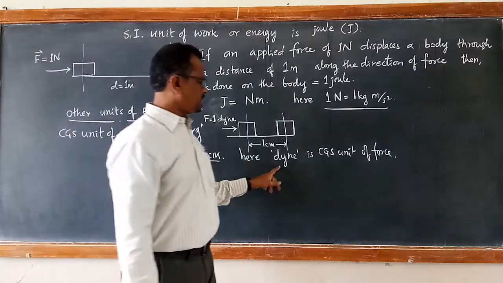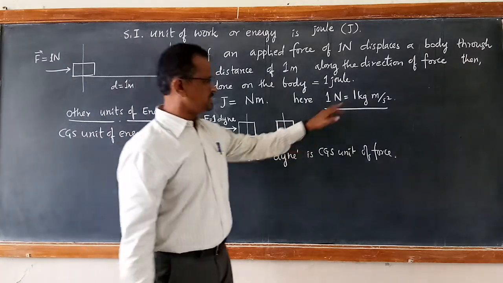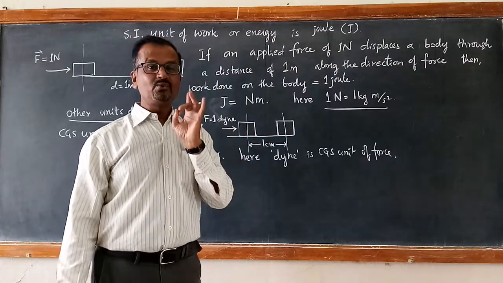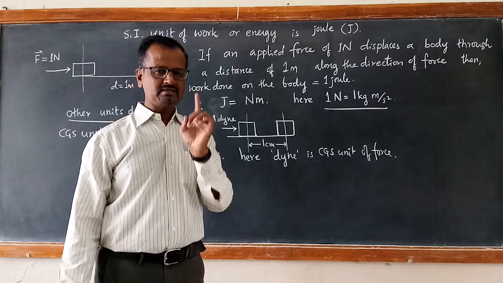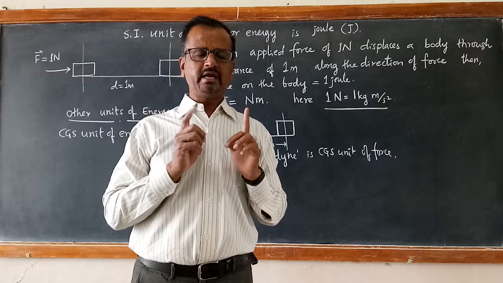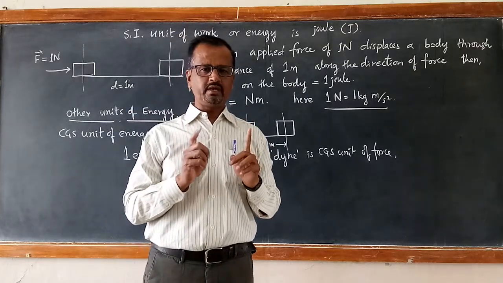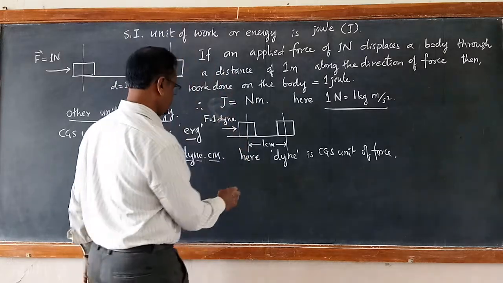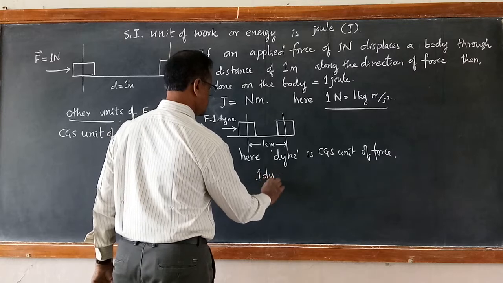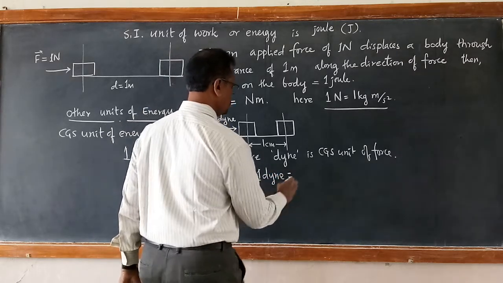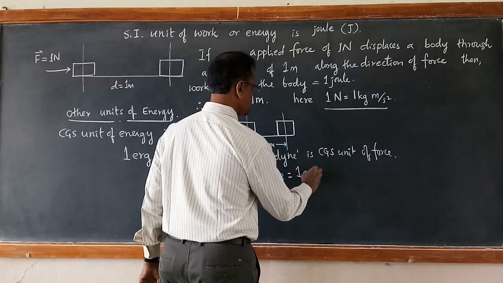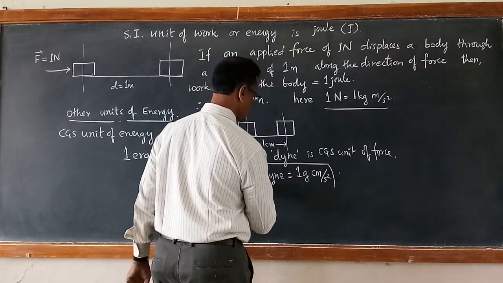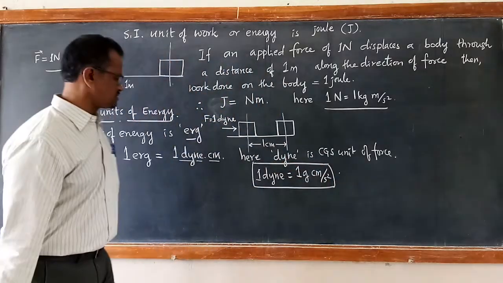In the same way, dyne can be defined. If a mass of 1 gram undergoes an acceleration of 1 centimeter per second square, then the force acting on that body is 1 dyne. So I will write here, 1 dyne is equal to 1 gram centimeter per second square. This is the easiest unit of force.